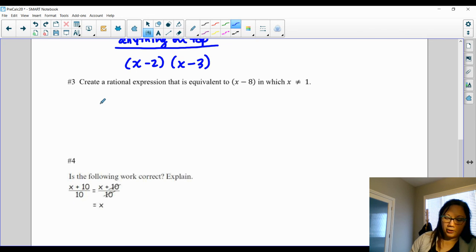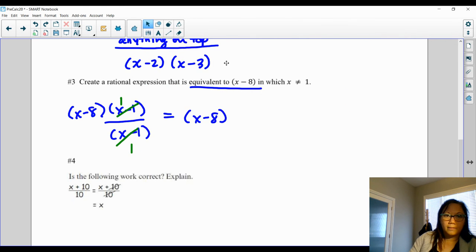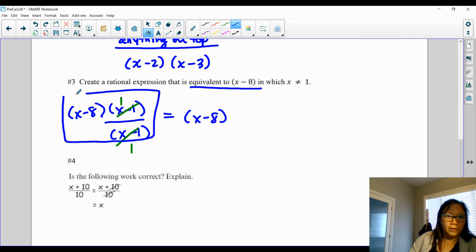Number 3. Create a rational expression that is equivalent to x minus 8 in which x cannot equal 1. Okay, so if x can't equal 1, that means I'm going to make my denominator x minus 1. Now, I want it to eventually equal x minus 8, equivalent to x minus 8. So I want my answer to equal that. Well, that means I must have an x minus 8 somewhere in my question, and I must have canceled my x minus 1. So what's the answer to this question? Oops, pardon me. The answer to this question is my original question that I came up with.